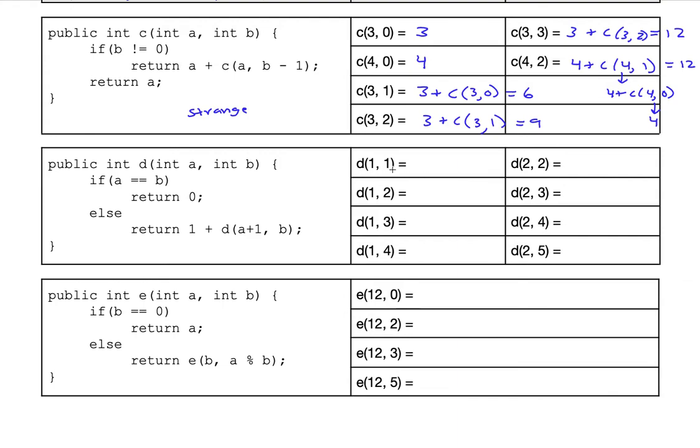All right, so let's do the D function. So we put in 1 and 1. So do our inputs equal? Yeah, so we return 0. We have D of 2, 2 I can do as well, because when the inputs are equal, it just returns 0. So let's do what happens when they're not equal.